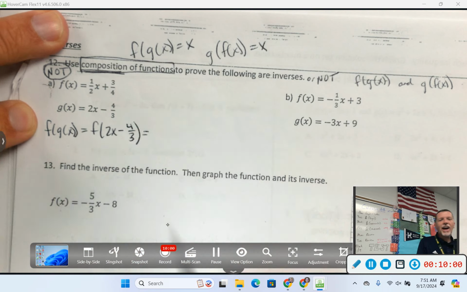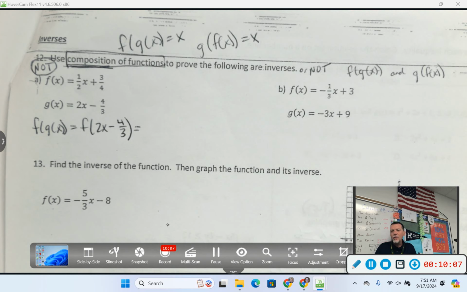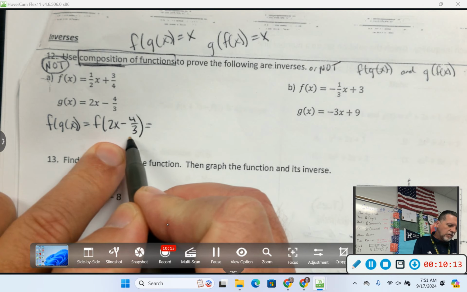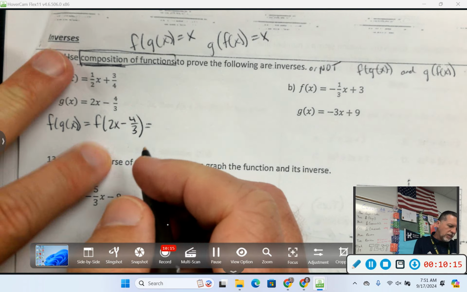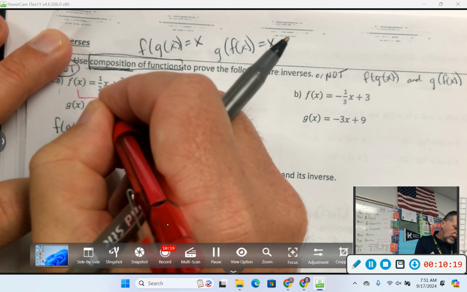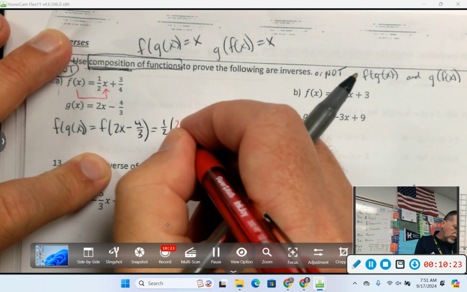I think it's helpful to show more steps. A bunch of you are not showing steps, and you have a bunch of work on your page, and I can't figure out what you're trying to do because you didn't label things. F of g of x. So f of 2x minus 4/3, which means now I'll look at the f function, and in place of x goes 2x minus 4/3.